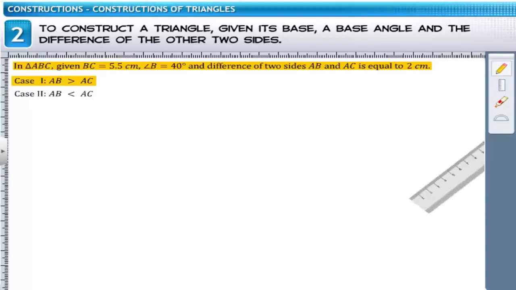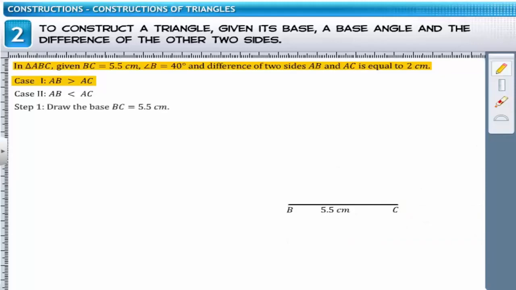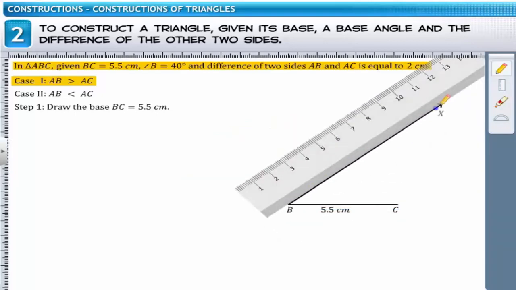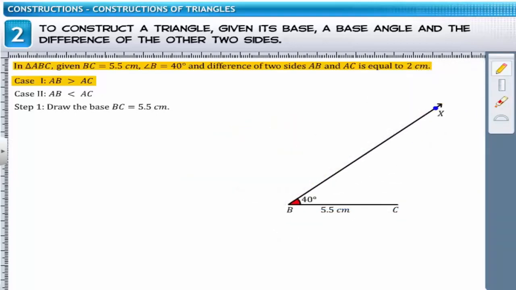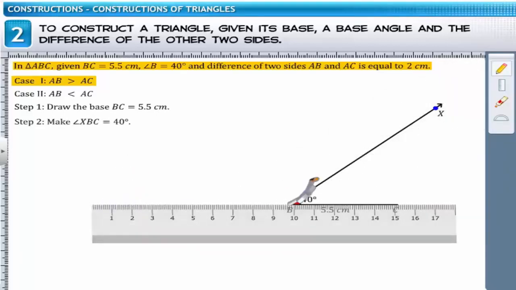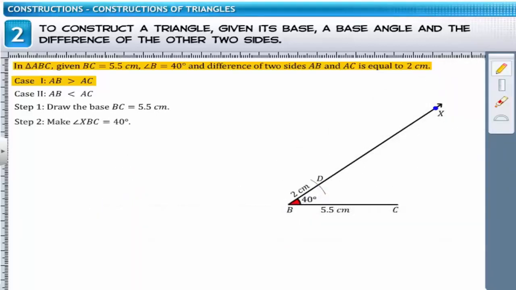To begin with, draw the base BC with a length of 5.5 centimeters. At point B, make an angle XBC equal to 40 degrees. Taking point B as the center, cut an arc with a radius of 2 centimeters on ray BX at point D. BD is equal to the difference of the given sides.